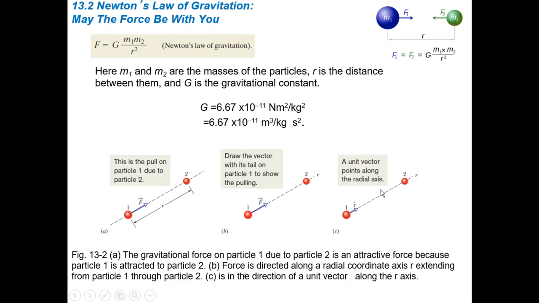And the third one, we have the unit vector, which is in the direction along the r axis.